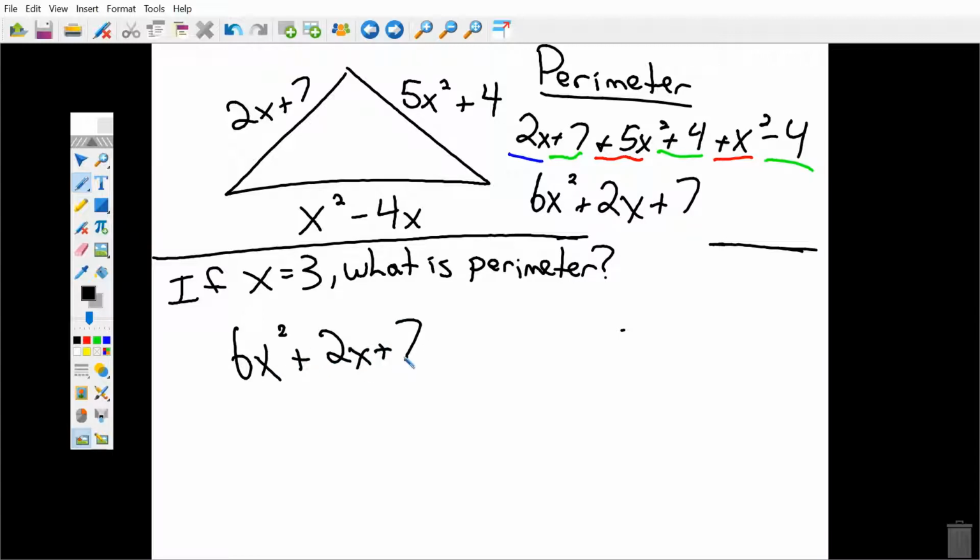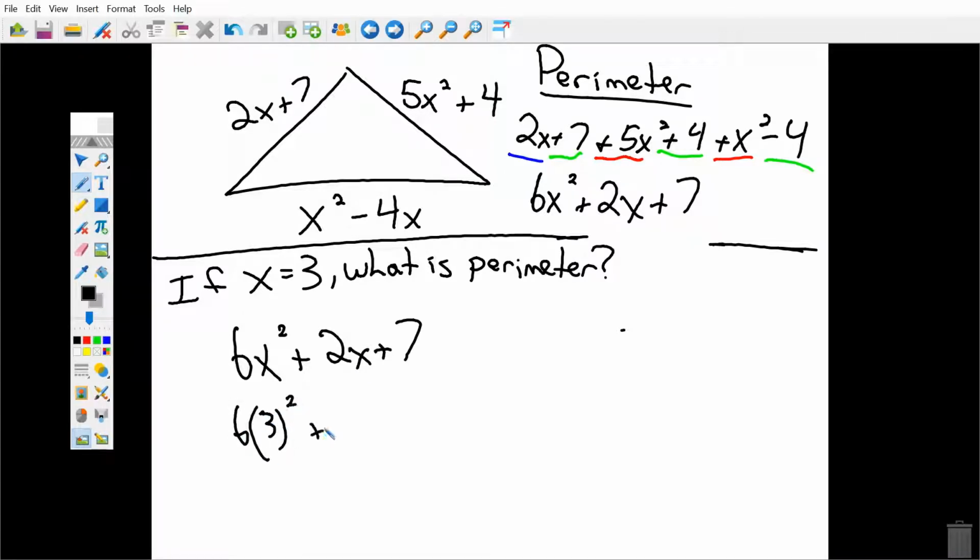All right? At this point, I want you to pause again here momentarily. You're going to say if the value of x equals 3, what is the perimeter of this triangle? So you are going to sub in 3 wherever you see an x. So please pause now and try that. Now that you've had a chance, let's look at the answer.